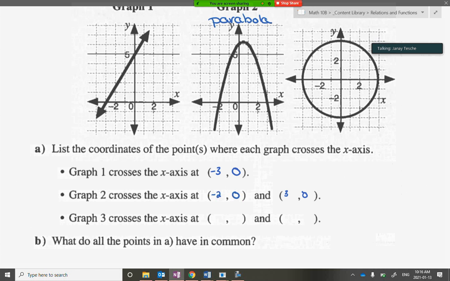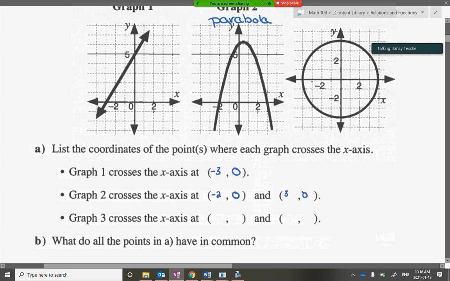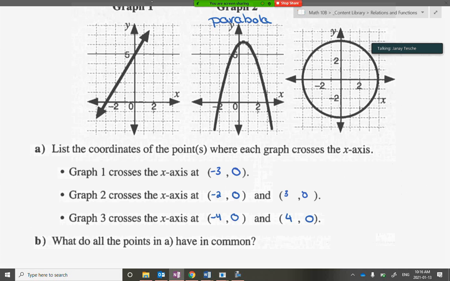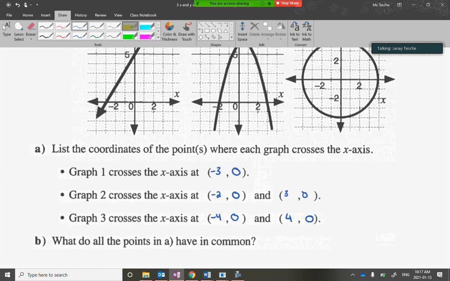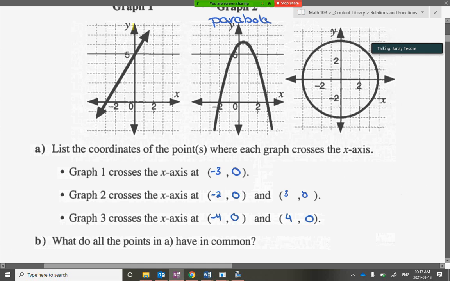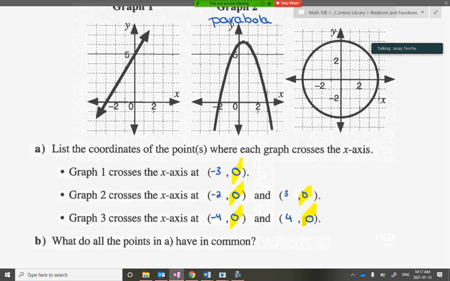Graph 3 crosses at 2 places as well. So at -4 and 0 and +4 and 0. What is common between every single set of coordinates that we just wrote down? Good. Our y is always 0. Let's think about that realistically and practically for a second. In order for it to cross our x-axis, there's no height. It's not up or down at all, right? It's at neutral, it's at 0.